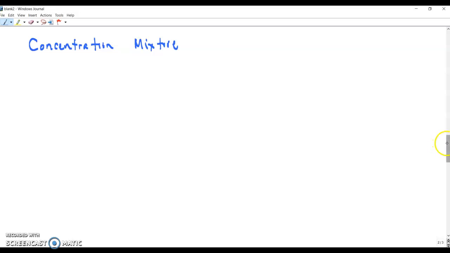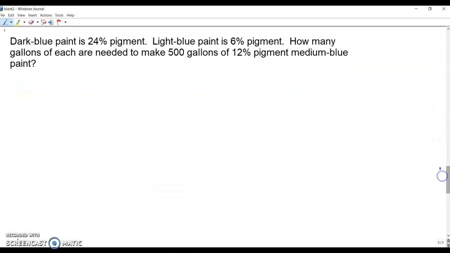So let's look at an example. Same example we worked in class. We're going to mix two different types of paint, dark blue paint and light blue paint. So the dark blue paint is say 24% pigment or coloring, whereas the light blue paint is only 6% pigment or coloring. Now if I mix these two things evenly, the resulting concentration would be directly between 24% and 6%. So we'd split the difference. We'd meet it in the middle. It would be a 15% mixture.